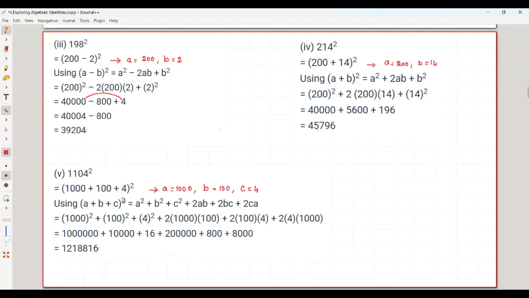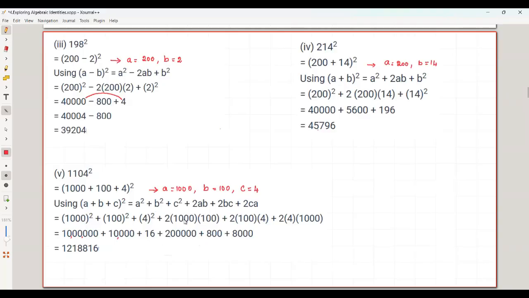(a plus b plus c) the whole square is equal to a square plus b square plus c square plus 2ab plus 2bc plus 2ca. Only thing is you have to replace a with 1,000, b with 100, c with 4. Expand the formula. So 1,000 the whole square, 1,000 into 1,000, is 10 lakhs. Next 100 square, 100 into 100, is 10,000. 4 square is 16.